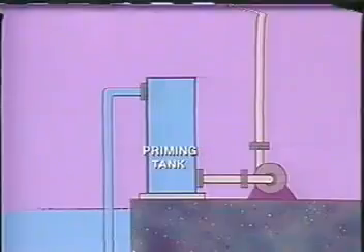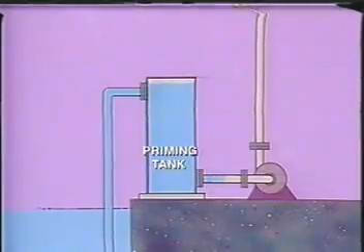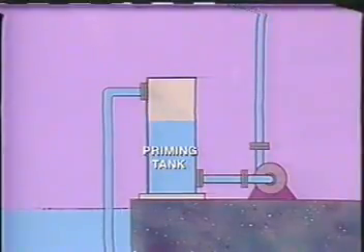Other systems may use a priming tank between the suction and the pump. As the liquid in the tank is sucked out by the pump, a partial vacuum is created. The liquid in the reservoir is then forced into the tank by atmospheric pressure.